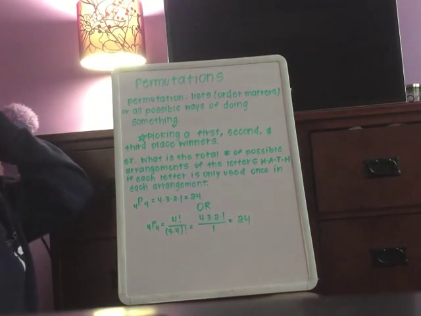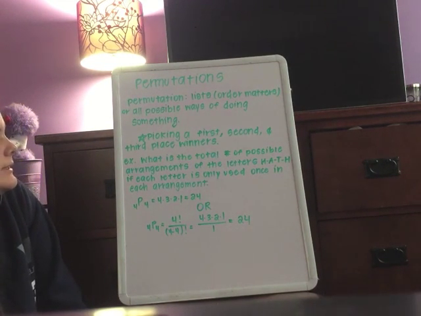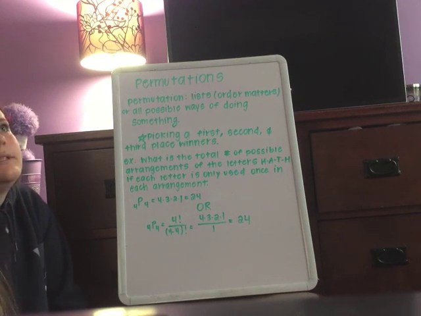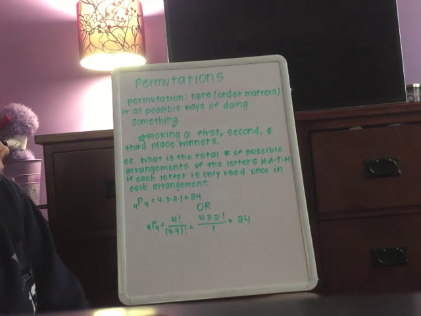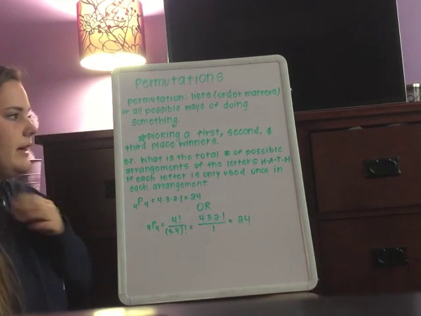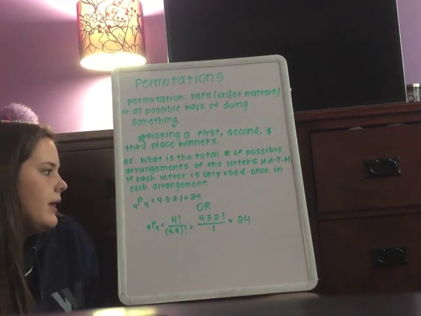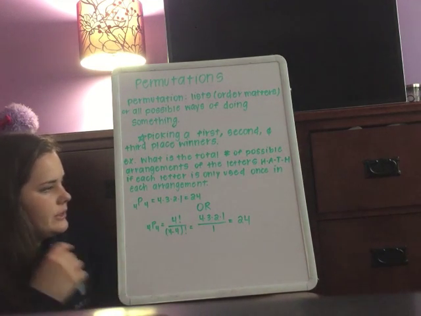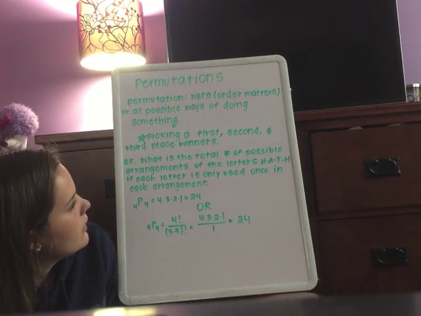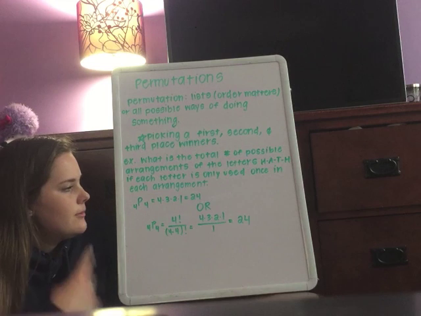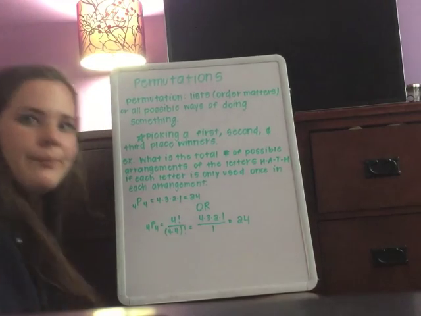So these are permutations, and a permutation is a list where order matters, or all possible ways of doing something. An example is picking a first, second, and third place winner, because they're specific winners instead of just picking 3 winners. This is the example I chose: to find how many possible arrangements of the letters M, A, T, H you could find. What you do is you put the 4 by the P, because there are 4 letters and you're trying to see how many ways they could be arranged. Then you just multiply out and you get the answer, which is how many ways those letters can be arranged to make a word.